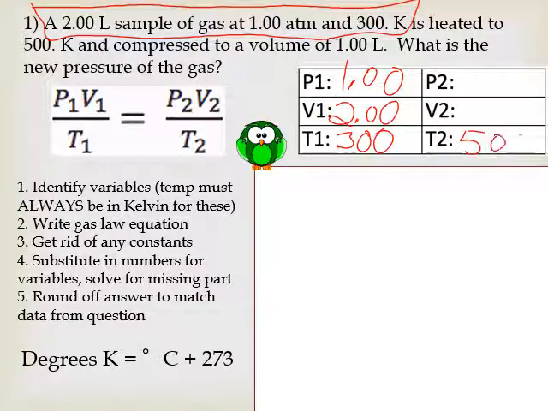That's our T2. We started at the initial temperature of 300 Kelvin, and now the next temperature we heat up to is 500 Kelvin.